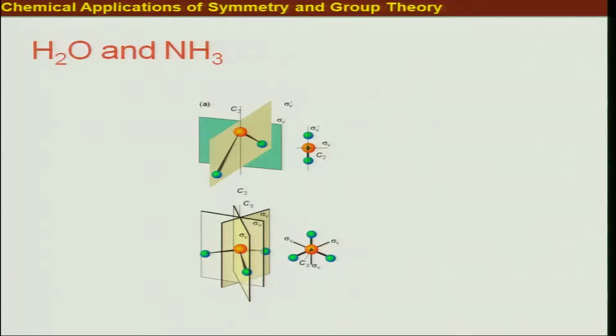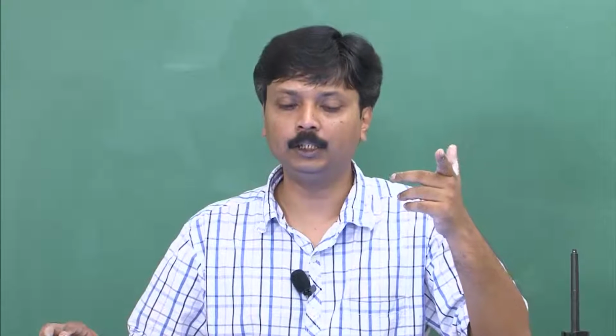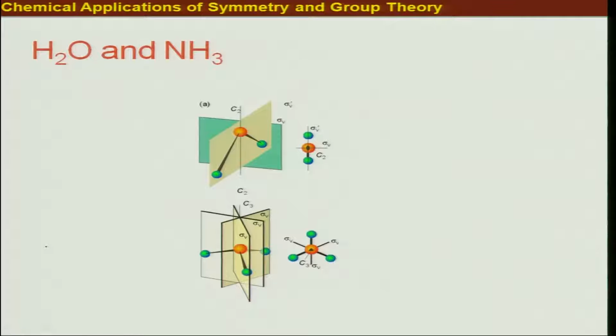Next question is: are there n number of sigma V's? Here you go, you have it. You have 2 sigma V's, sigma V and sigma V prime. So your point group is CnV, and n is 2 here, so C2V. So, the molecule water has a point group which is C2V.